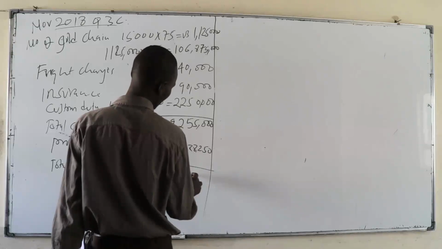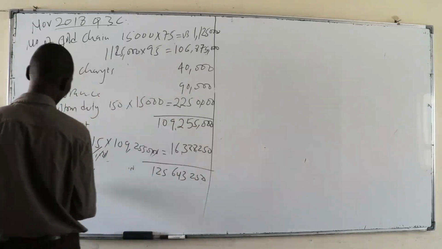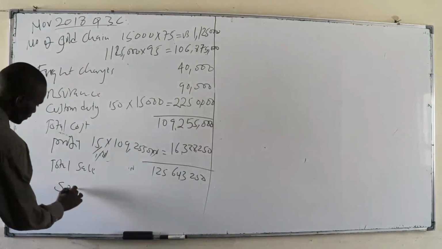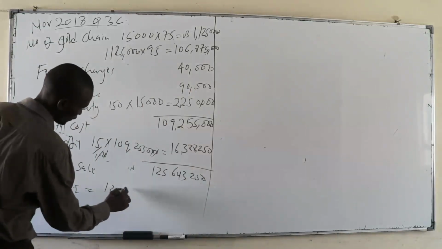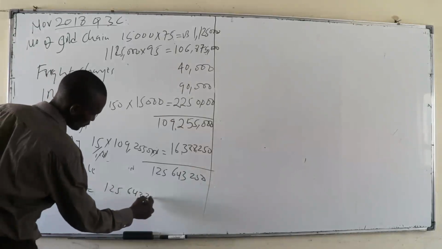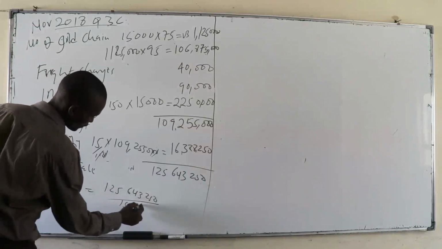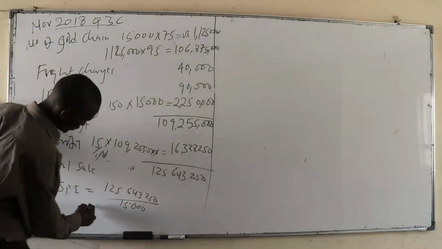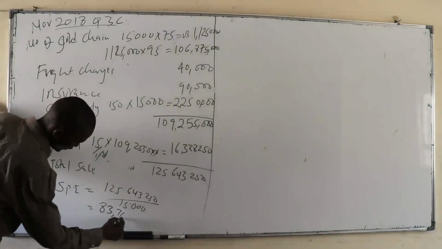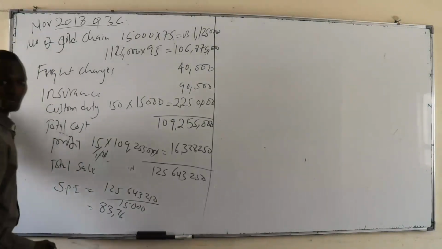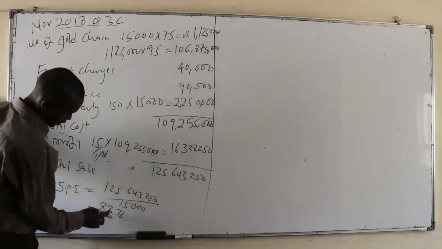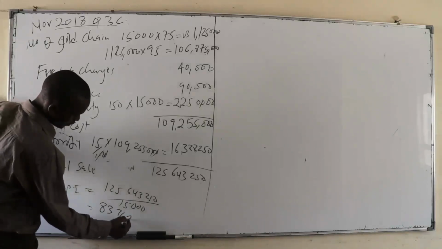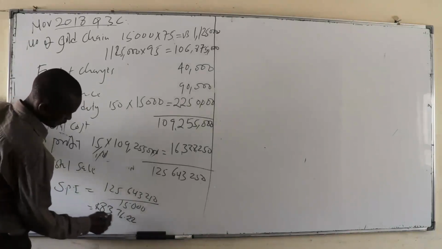125,643,250. Okay, so the sale per item will be 125,643,250 divided by 15,000. How much will it give you? 8,376.2 in Kenyan shillings.